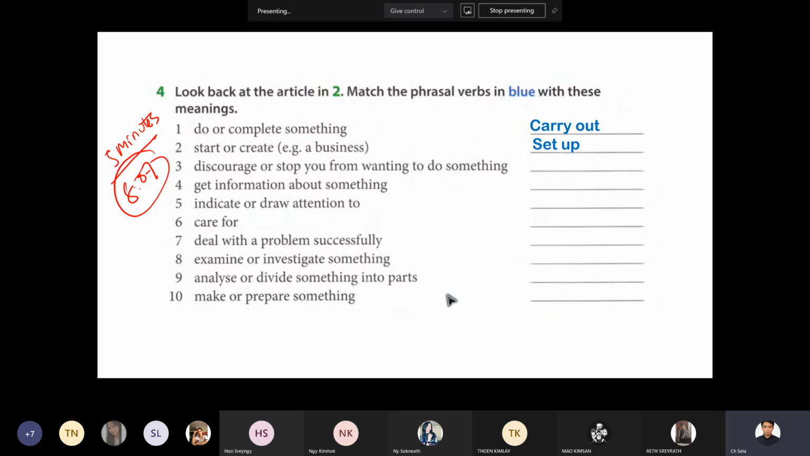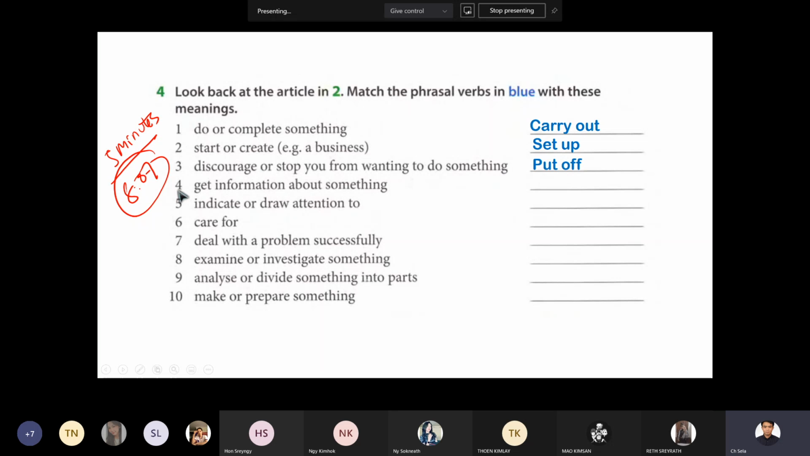Okay, so check the answer together. Number three, discourage or stop you from wanting to do something. What is that, everyone? Take down? Put down? Not really. Put off. Yes, put off is the answer.